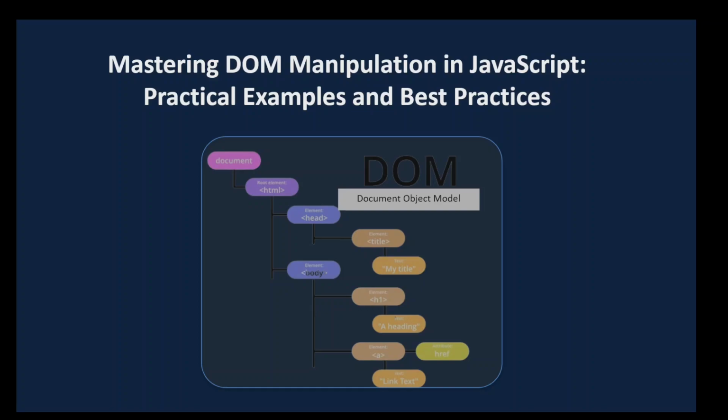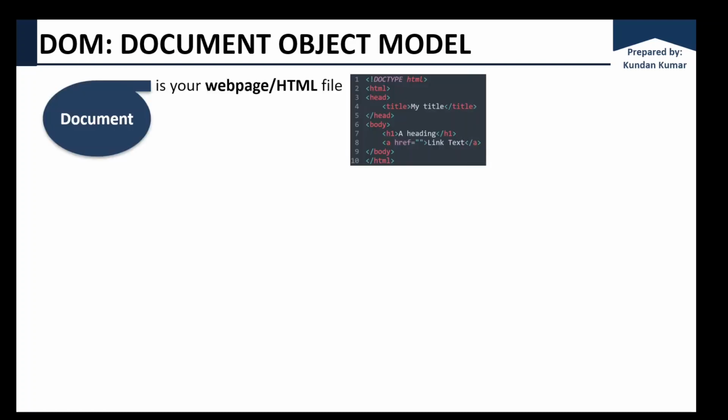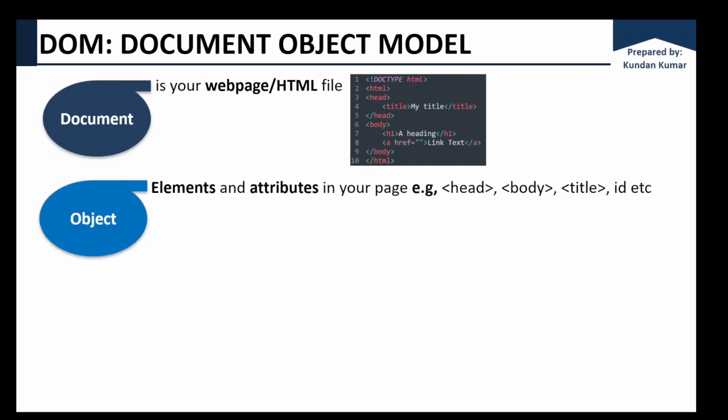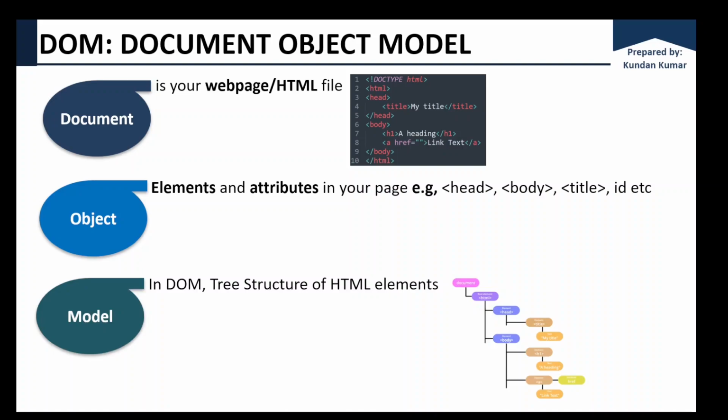Before going to the practical examples, let's understand what the DOM is. DOM stands for Document Object Model, where document is nothing but your web page HTML file. Object is nothing but the elements and attributes in your HTML or web page file, which can be head, body, title, ID, content, etc. What is the model? In the DOM, the tree structure of the HTML elements is the model.